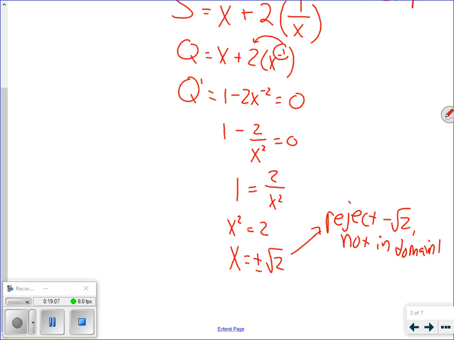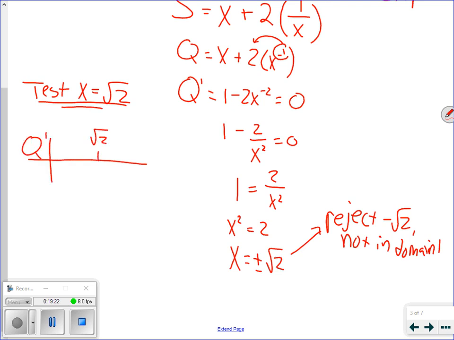Okay. So we're going to test that point. We're going to test x equals the square root of 2 and verify that that is indeed a minimum value. So we got q prime, I got the positive square root of 2, and I'm going to test this point in my derivative function. And pick the derivative function that's easiest to plug it in. Like, I know this is my derivative, but it's easier to plug it into the one with x squared on the bottom.